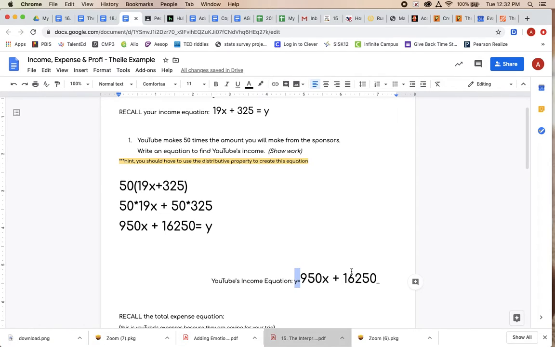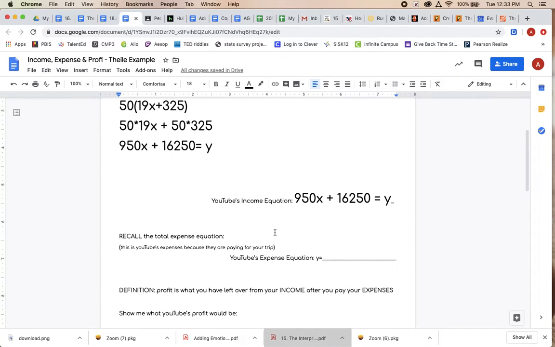Okay, so let's just set it equals y. All right, so there you go. There's YouTube's income equation. This is 50 times this. Their rate gets 50 times bigger, and their y-intercept gets 50 times bigger. So basically I just multiplied both of those things by 50.